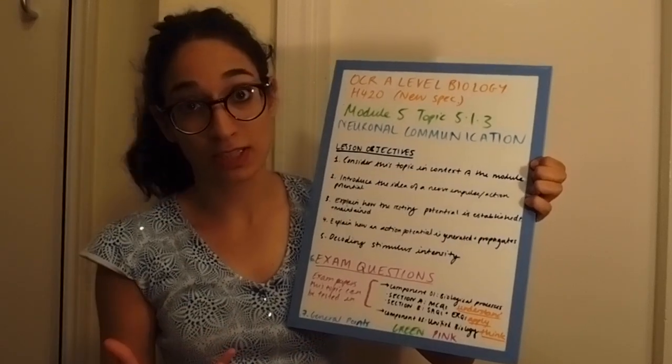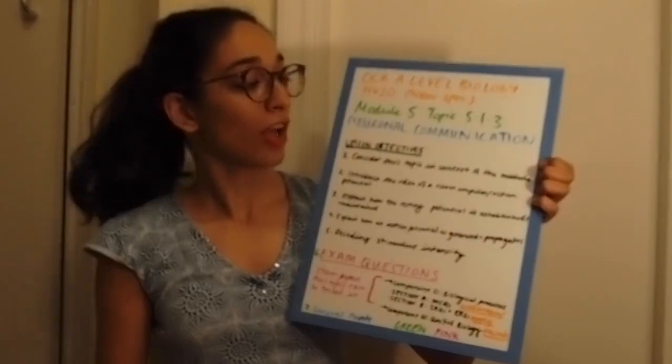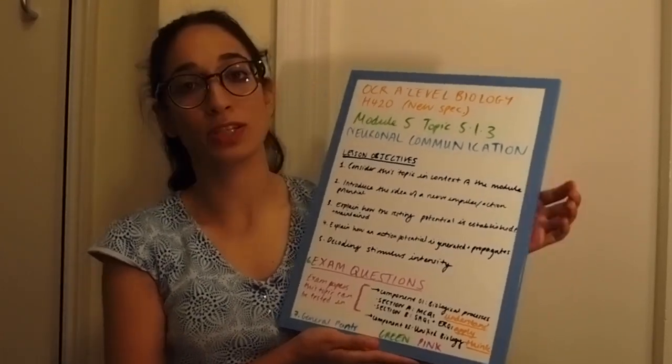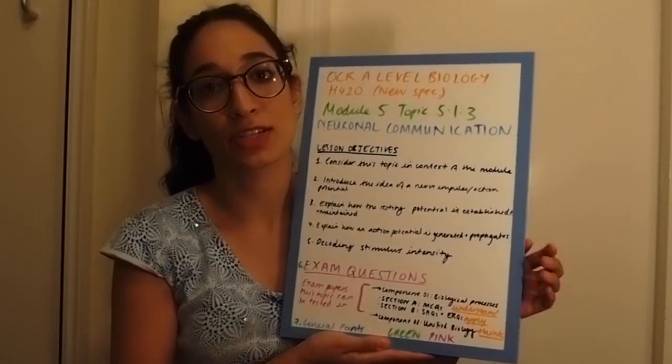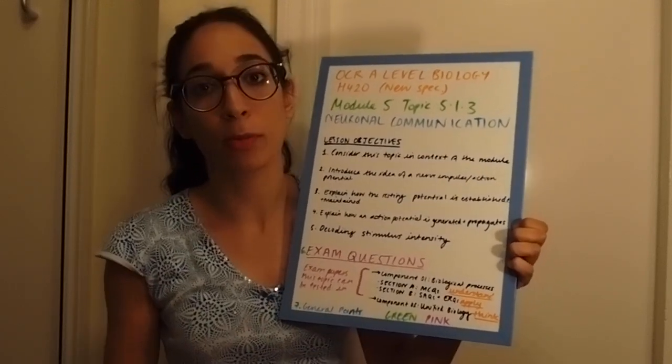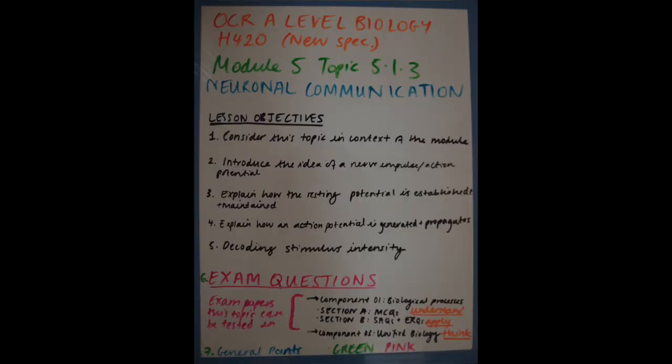The objectives of today's video tutorial are as follows. First, I will consider this topic in context of the whole module to encourage integrative thinking, which is certainly a requirement of the new examination papers. Secondly, I will introduce the idea of a nerve impulse or an action potential. Thirdly, how resting potential is established and maintained, and how an action potential is generated and how it propagates. Lastly, I will discuss how stimulus intensity can be decoded.